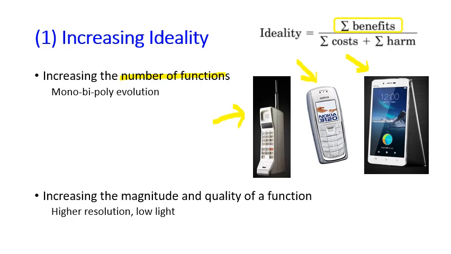If you don't increase the number, you can also increase the magnitude and quality of a function. For example, you increase the resolution of your camera, you increase the capability of the camera to take pictures in low light environments, and so on. So you keep increasing the quality of the same function.